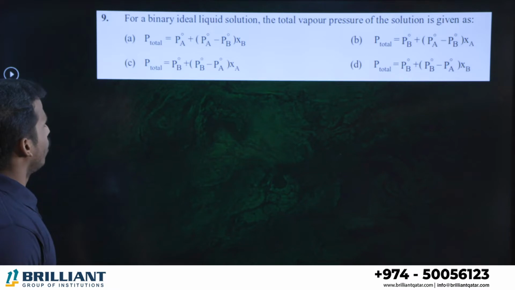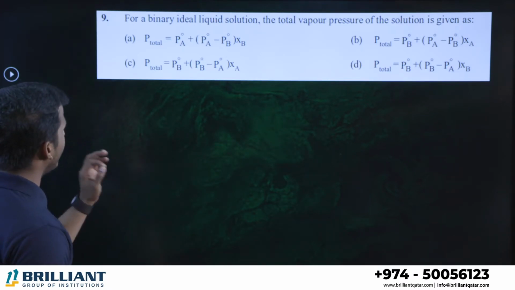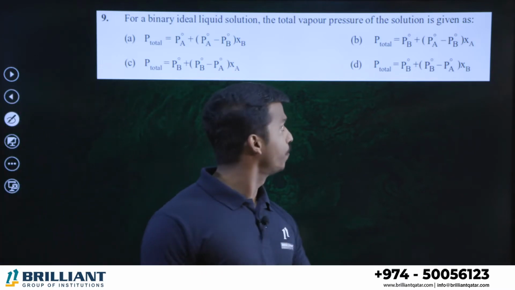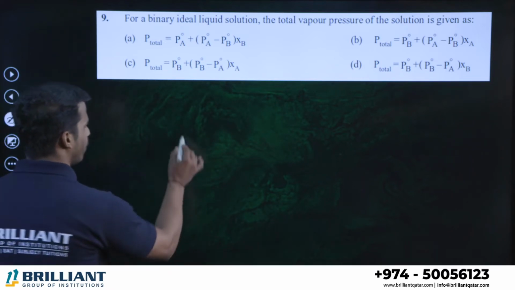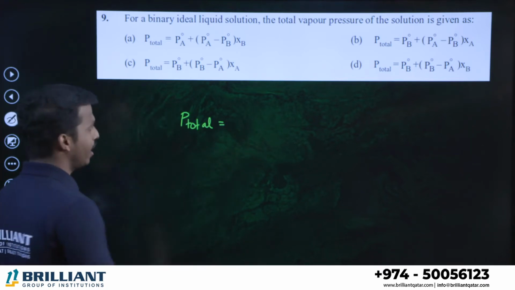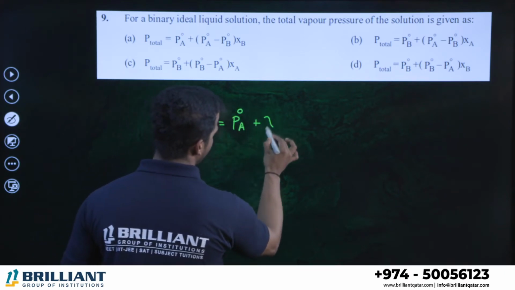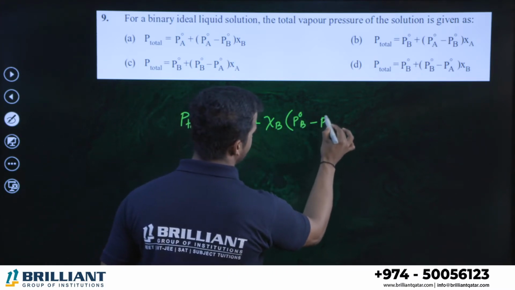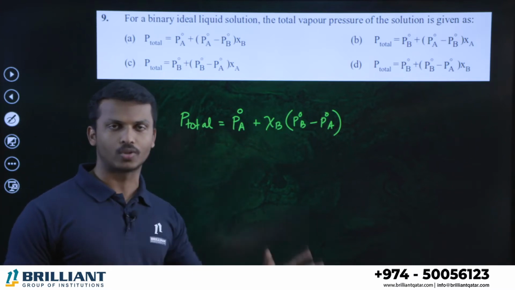Next one. Question is from the chapter Solutions. For a binary ideal liquid solution, you know, ideal solution means they obey Raoult's law. The total vapor pressure of the solution is given. So dear all of you, you may study 2 equations to calculate total pressure of a system. P total equals P naught A plus mole fraction of B into P naught B minus P naught A. This is one of the equations to calculate the total pressure of an ideal solution.